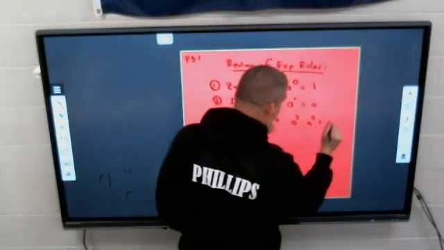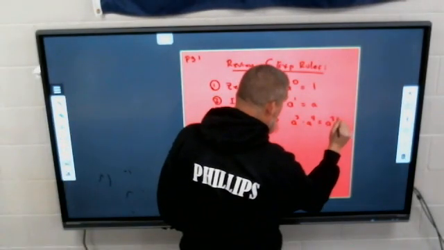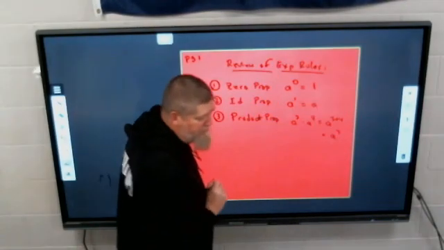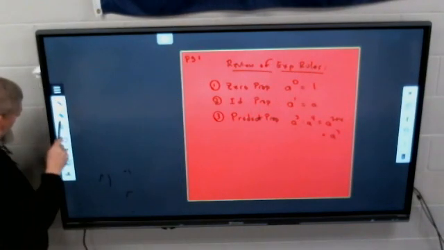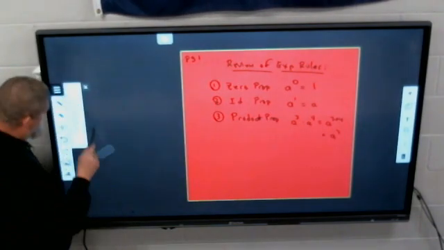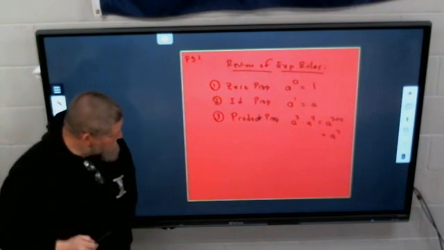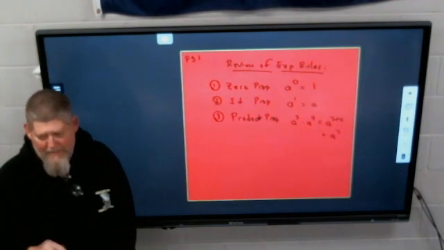So this equals a to the 3 plus 4, which we get out of our calculators and we realize that 3 plus 4 is 7. Hopefully you don't need a calculator. That was supposed to be a joke. So we multiply, we add the exponents.